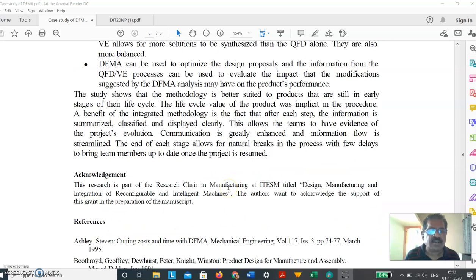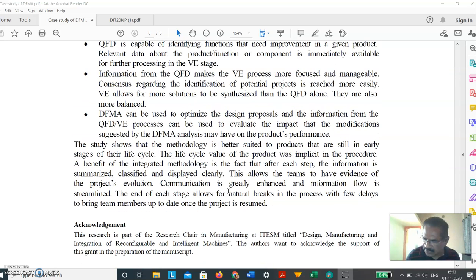So this is a small case study that we looked at, on how quality function deployment, value engineering, and DFMA all play a role in the product design process.